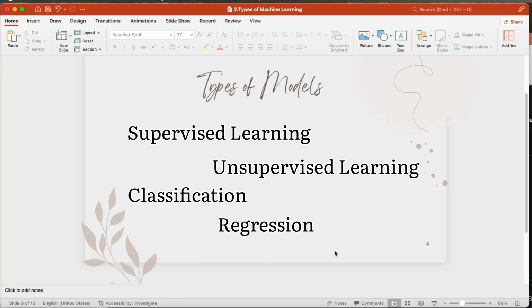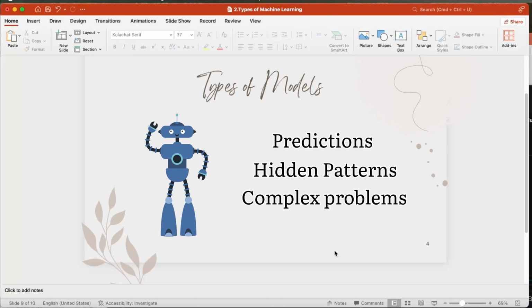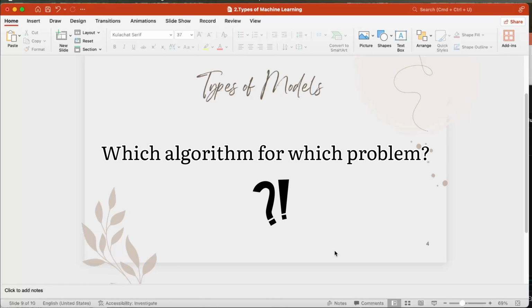And concluding it, machine learning is a powerful tool for making predictions, finding hidden patterns and solving complex problems. The more you practice, the better you'll get at recognizing which type of algorithm to use for different problems.